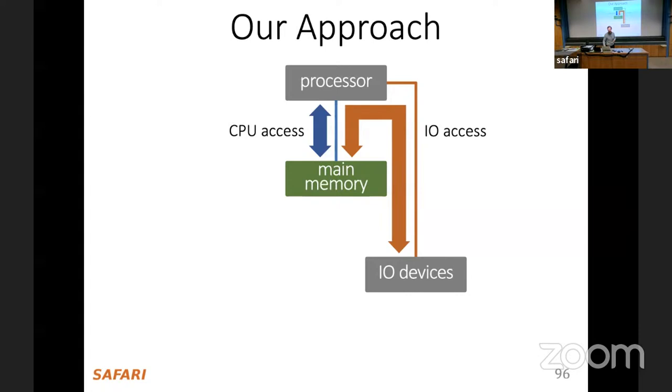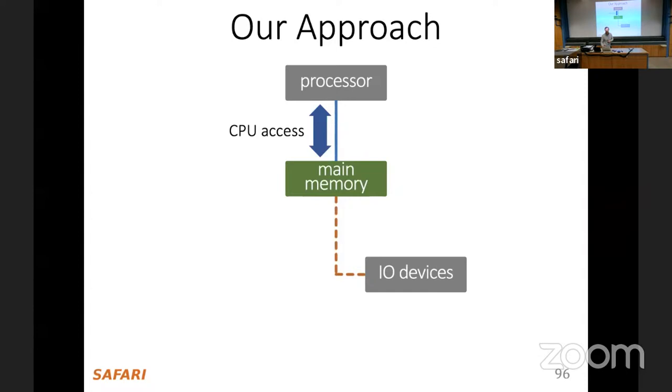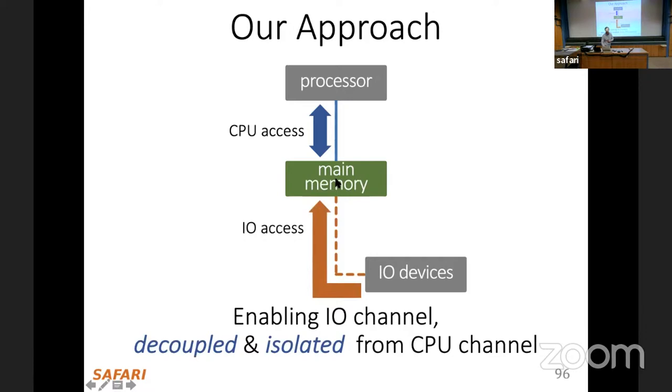So in this paper, which I'm not going to go into a lot of detail on, we propose a very different way. Enable essentially another channel to main memory that's decoupled and isolated from the processor. Basically, the processor can be accessing a bank over here in main memory through one channel. I/O devices can be writing data to another bank. This way, you actually parallelize the access, and there's essentially no contention. Of course, it's easier said than done. So they call this decoupled direct memory access.